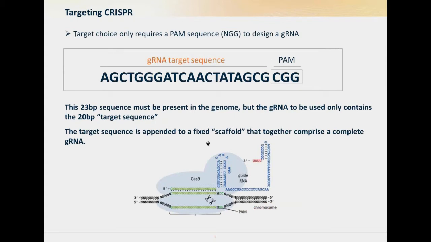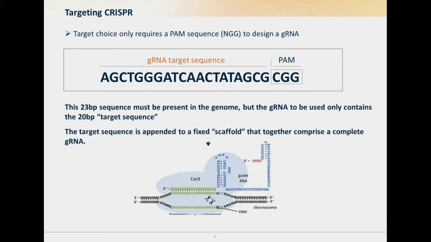As I mentioned, it really does have simple design rules. What you're looking for is a target that has 23 nucleotides that end in the sequence NGG, with N being any one of the 4 bases. You can see here an example of a guide target sequence, which is 20 base pairs, followed by these 3 that constitute the PAM. One thing that's important to remember, if you're doing a guide RNA design for yourself, you don't actually include the PAM sequence, those 3 bases, in your guide. But what you do is you take that target sequence and you append that to the fixed scaffold that together really comprises that complete guide RNA.